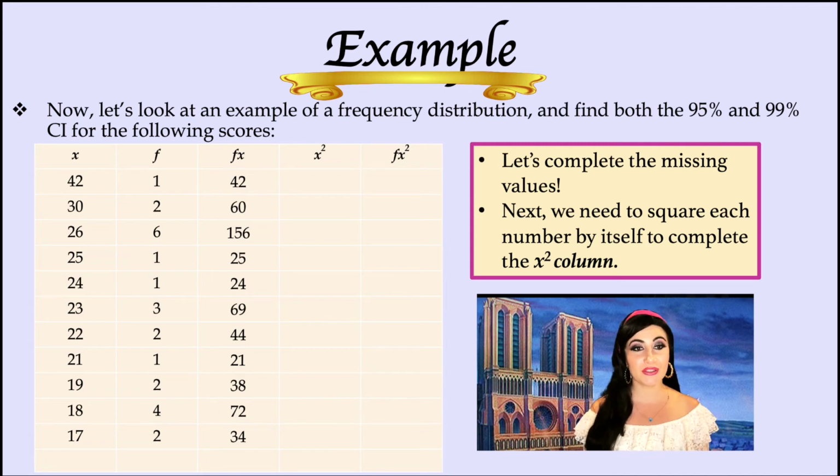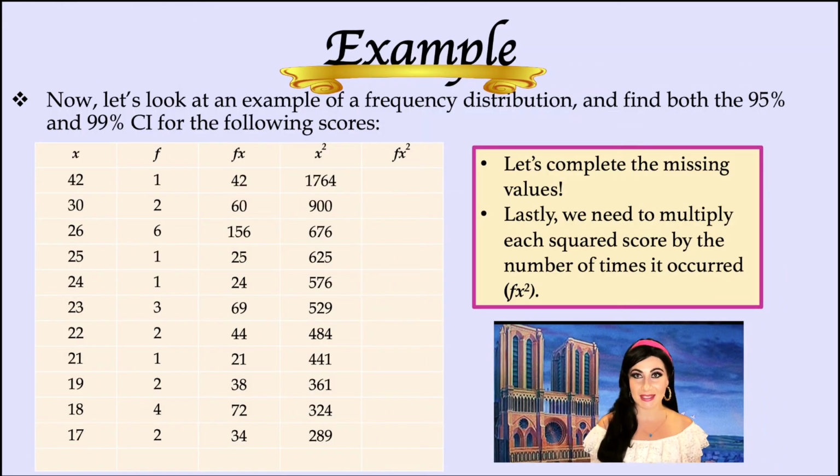The next thing we need to do is calculate the x squared column. Why? Because the x squared column is what we need to calculate our standard deviation. And if you need to revisit that particular formula, please go ahead and rewatch that measures of dispersion lecture. So x squared means that we're going to take each score and multiply it by itself. So once you do that with all of the scores, you should be left with something like this.